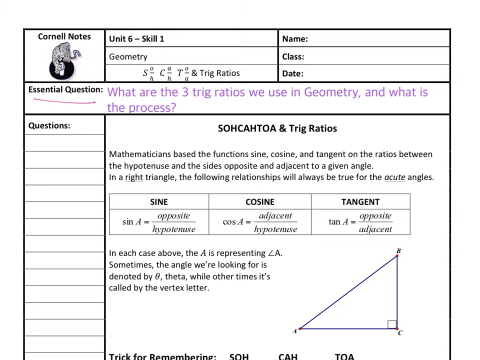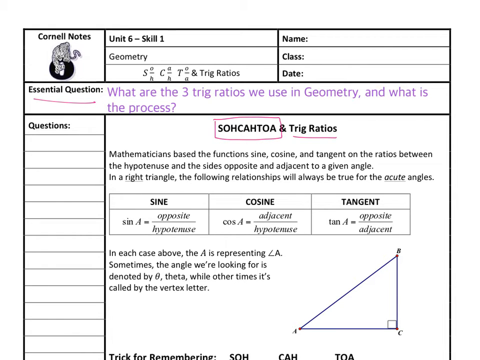And I'm going to tell you right now, you have to know these 3 trig ratios. It's going to be the most important thing. It's going to carry through every single lesson in Unit 6. And once you get the hang of it, it's actually a really straightforward and, I think, fun process to go through. So I'm going to refer to this as SOHCAHTOA and obviously our trig ratios.